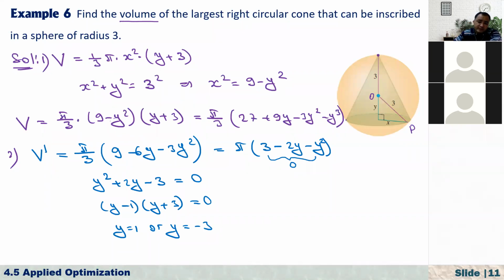Since negative 3 is not in the domain of this function, because it must be positive, from 0 to 6, we don't need this answer. It is rejected.